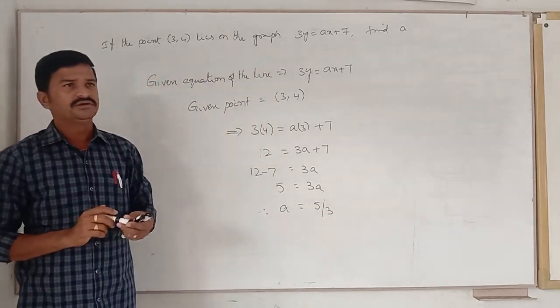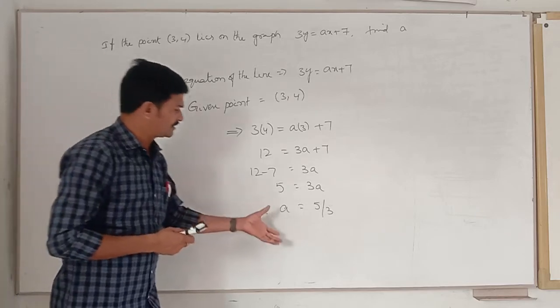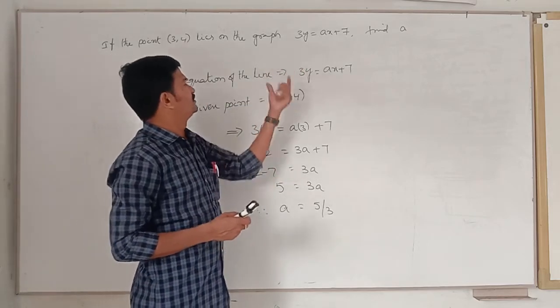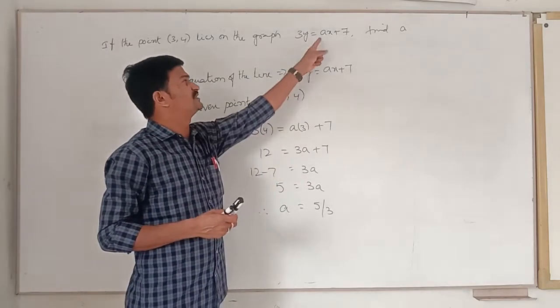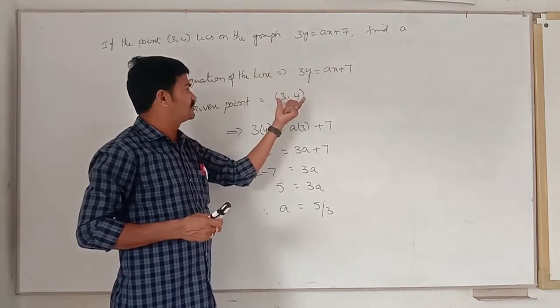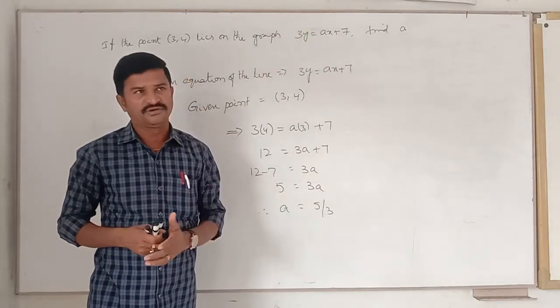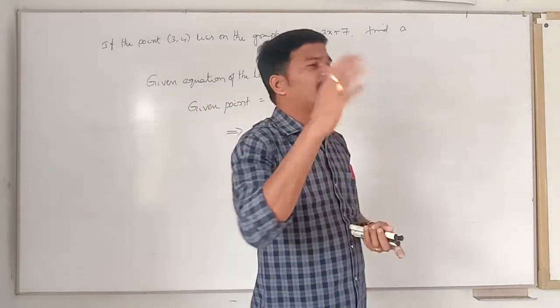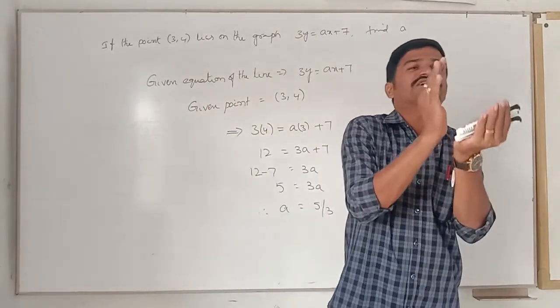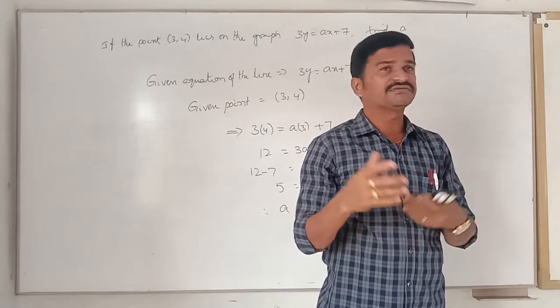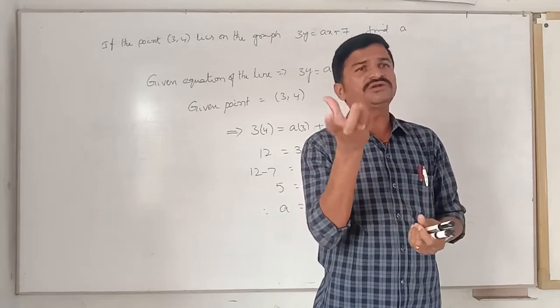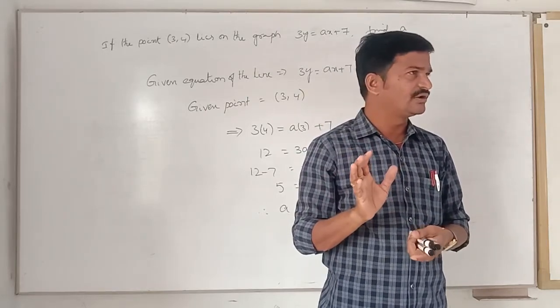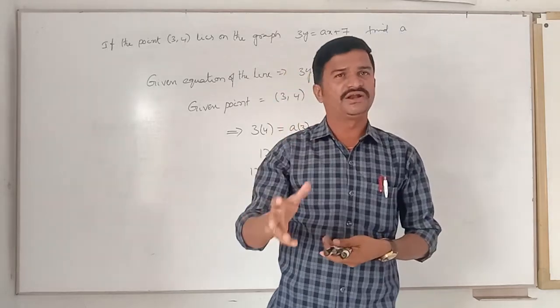Are you clear? So when a equals 5 by 3, only then the point 3 comma 4 lies on this line. Other than 5 by 3, this point will not lie on that graph. That's all, simple. Whenever a point is lying on the line or the line is passing through it, it should satisfy the given equation. Satisfying means we should get a true statement. This is the way we can find it out.